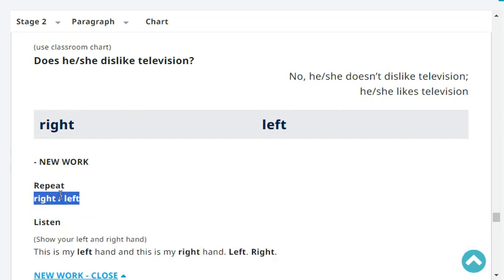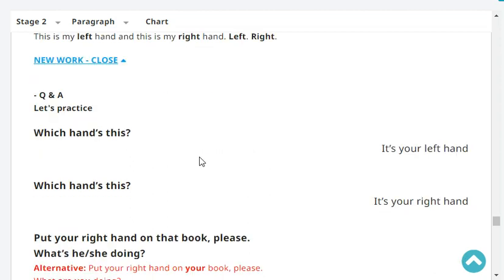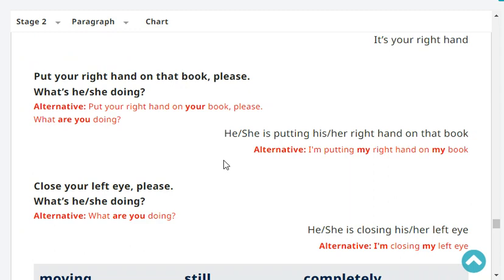Right, left. Very good. Okay, for example, this is my left hand and this is my right hand. Right, left. Let's practice. Which hand's this? It's your left hand. Which hand's this? It's your right hand. Very good.